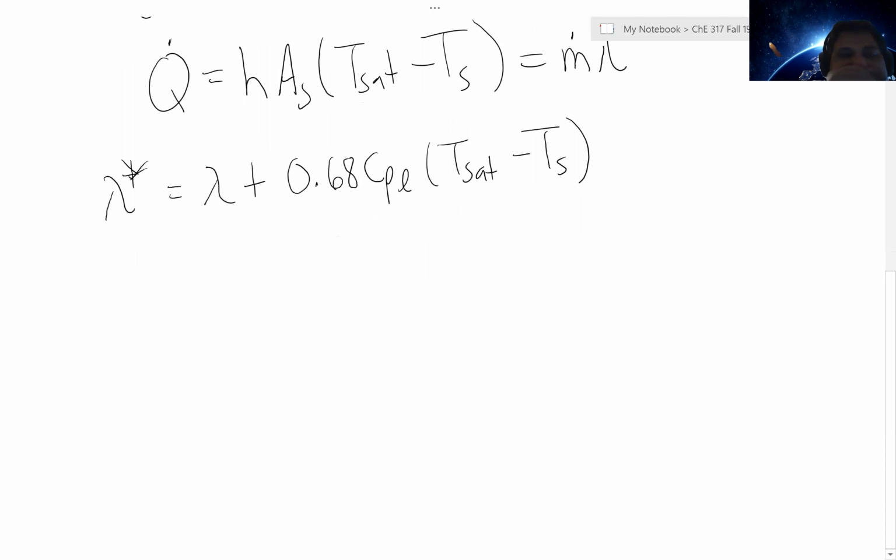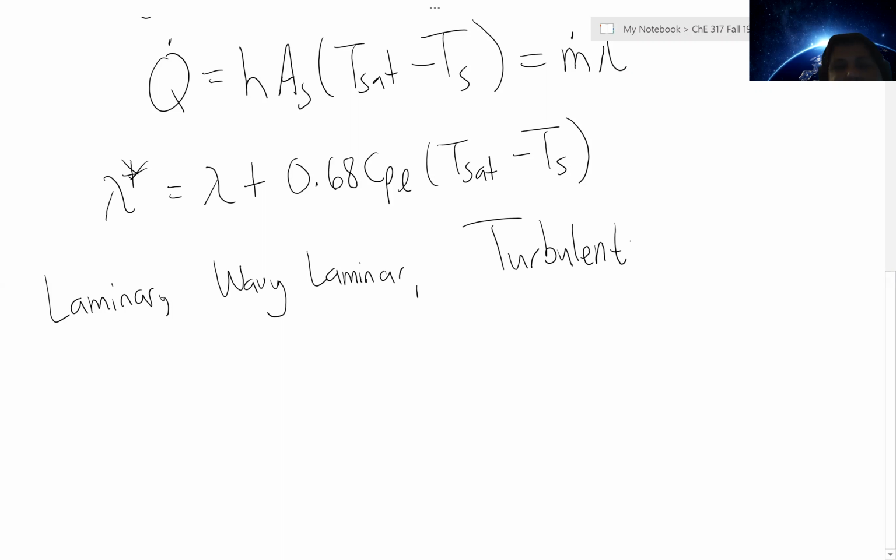And so based on the flow regime, we had laminar, wavy laminar, and turbulent. Where laminar was a Reynolds number below 30, wavy laminar was between 30 and 1800, and turbulent was considered anything above 1800.